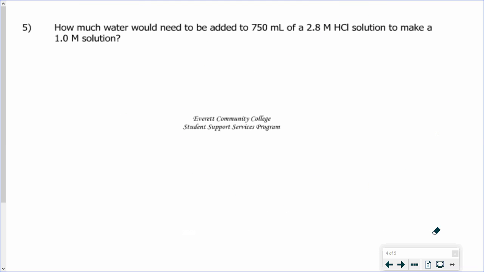Okay, how much water would need to be added? Now this one's a little trickier. So how much water needs to be added? This is a big part right here. To 750 of 2.8 to get a 1 molar. Okay, so the initial stuff is M1, and how much of M1 do we have? Well, that's 750. That's V1. And then my final, I want it 1 molar, so I want it more dilute. So that's M2.